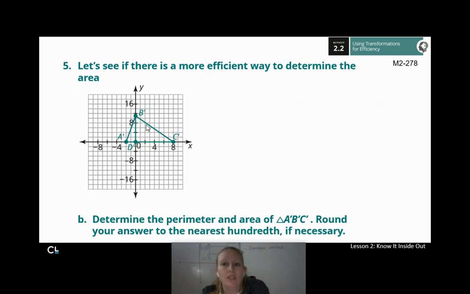So now that you have these nice points, I would like you to find the perimeter and area of triangle A prime, B prime, C prime, and if necessary, round your answer to the nearest hundredth. Go ahead and hit pause to work this out, and then hit play when you're ready to check your work.